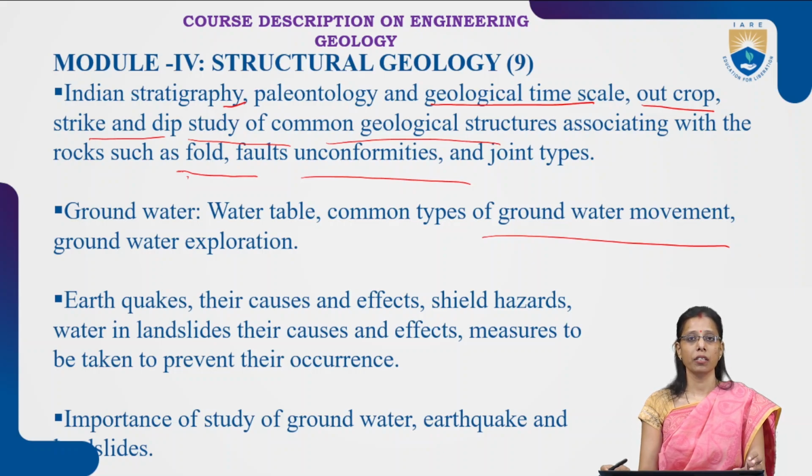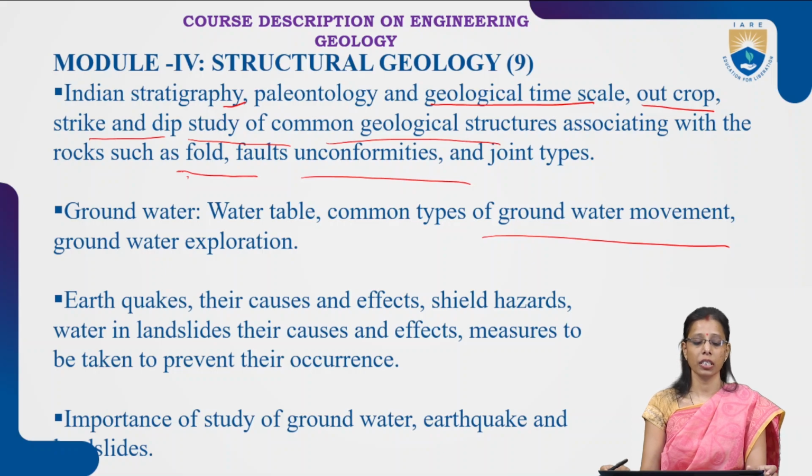And earthquakes, their causes, their effects, and hazards, and landslides, their causes, their effects, and measures to be taken to prevent their occurrence. So we study what an earthquake is, how it occurs, what the effects of the earthquake are, and the types of landslides, and how they affect nature and the ecosystem, how to prevent their occurrence, and what the mitigation measures are. This all we study in this course.